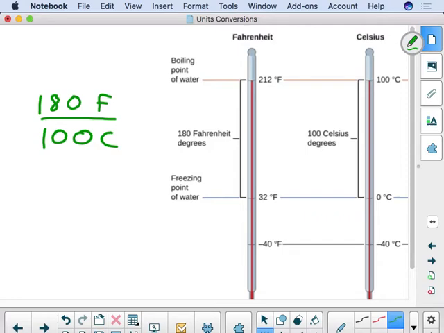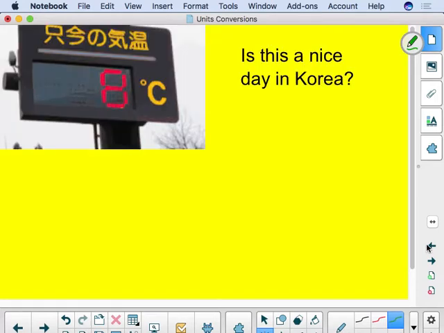What does that ratio simplify down to? 18 over 10. What does that simplify down to? 9 over 5. That is the ratio of how big our degrees are. This is pretty close to 2, so each Fahrenheit degree is about twice the size of a Celsius degree. So if I have a Celsius temperature, write this down, temperature in Celsius, I have to deal with the fact that those degrees are different sizes and multiply it by 9/5.